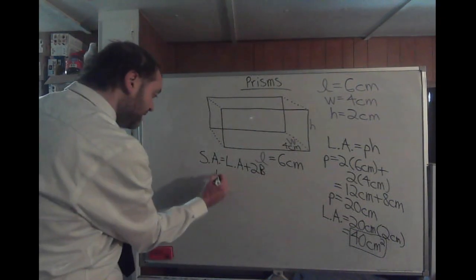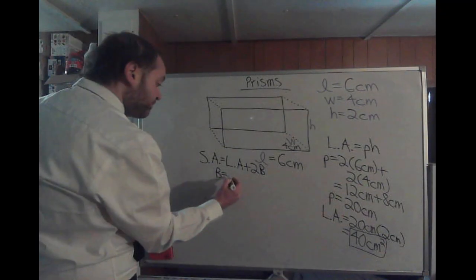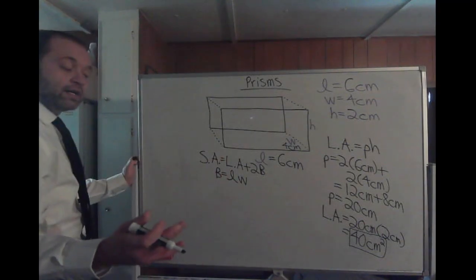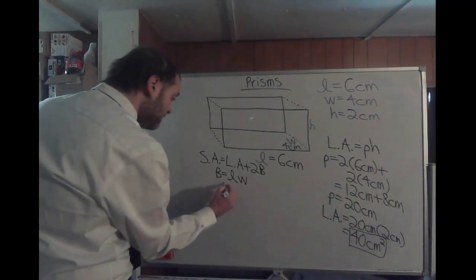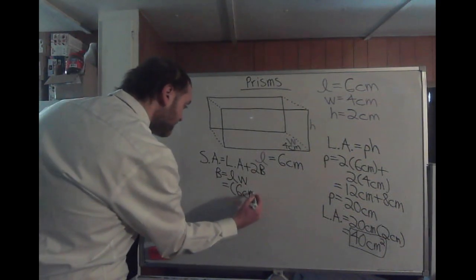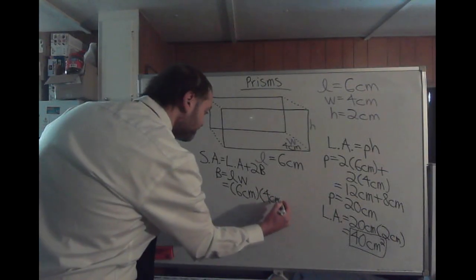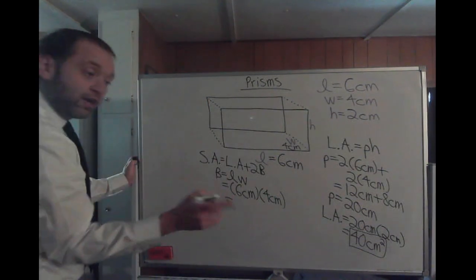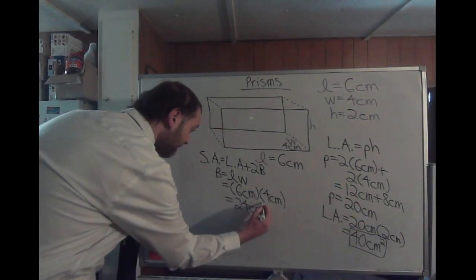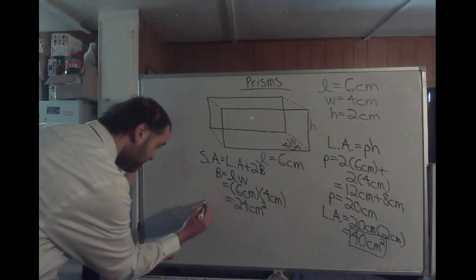Well, what is the area of a base being a rectangle? The area of the base, of course, is length times width, right? That's the area of a rectangle. Well, what is your length? That is 6 centimeters times a width of 4 centimeters. So that would give you your area of the base being 24 square centimeters. So we have the area of the base. Now we can just plug this in for our surface area.